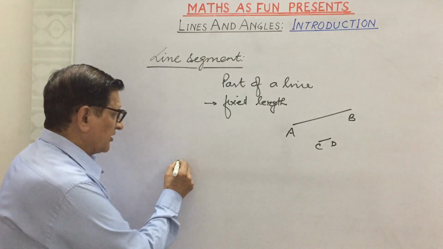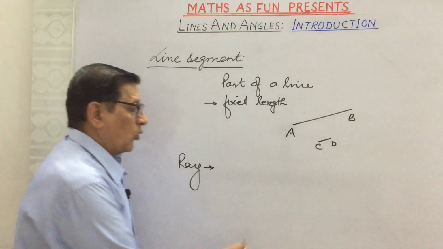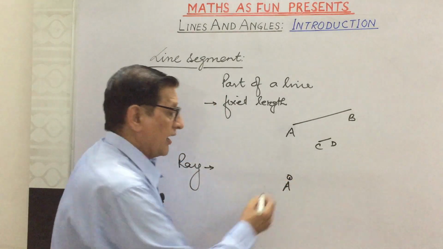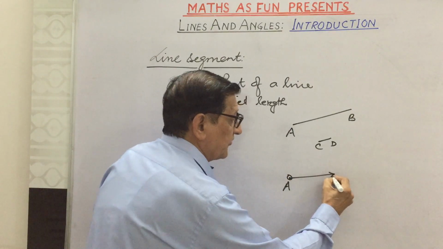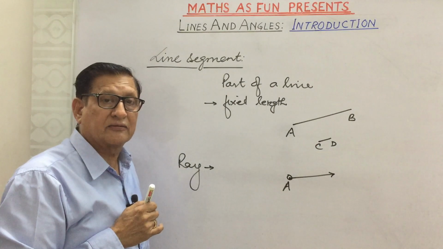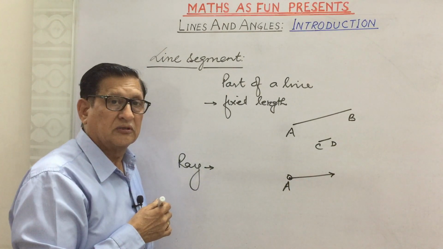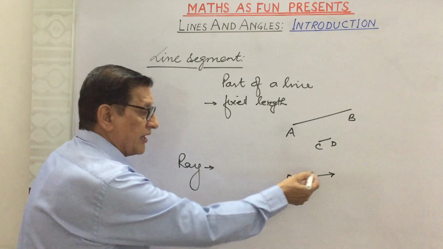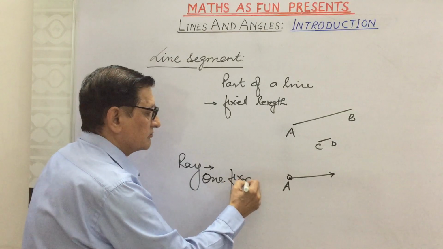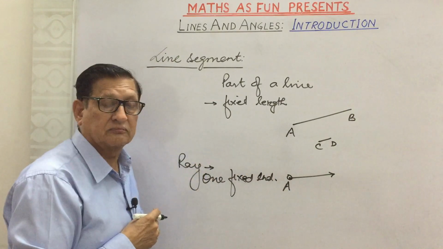When we talk about the ray, one end is fixed, this is A, and the other end is free. It can go up to infinite length and we mark it with an arrow. So we say a ray has one fixed end. Only one end is fixed.